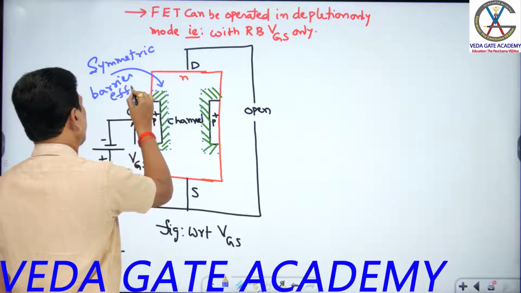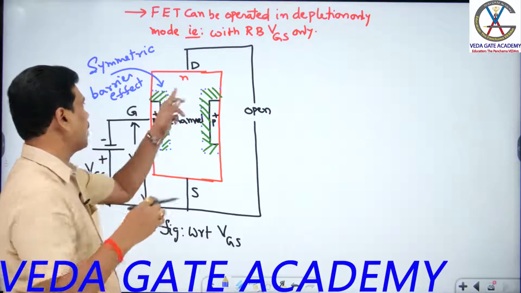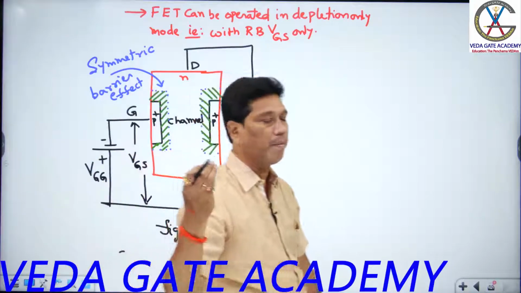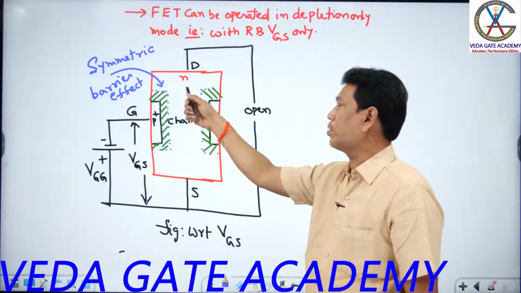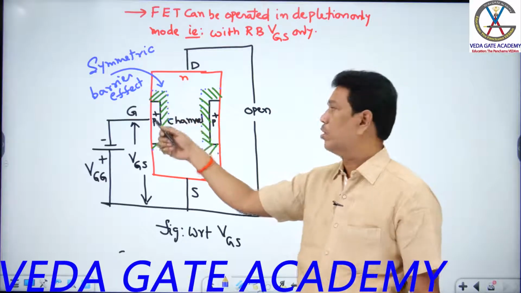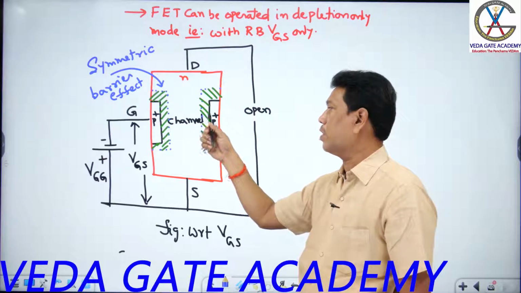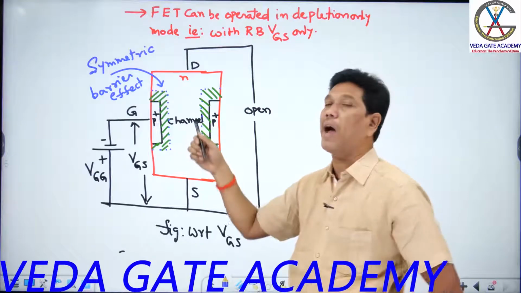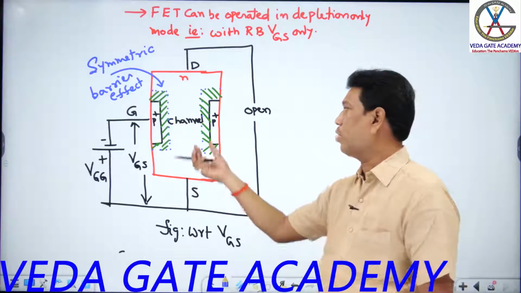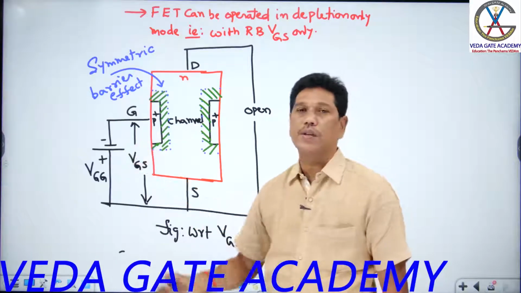Symmetric barrier effect with respect to gate voltage. And for that reason, I consider that the N-type silicon bar is lightly doped. Why do I say this, sir? That is the main reason I told you. For easy occupancy of the barrier in this lightly doped channel, the channel width can be controlled by the barrier, so that the effective channel width decreases on increasing gate voltage.